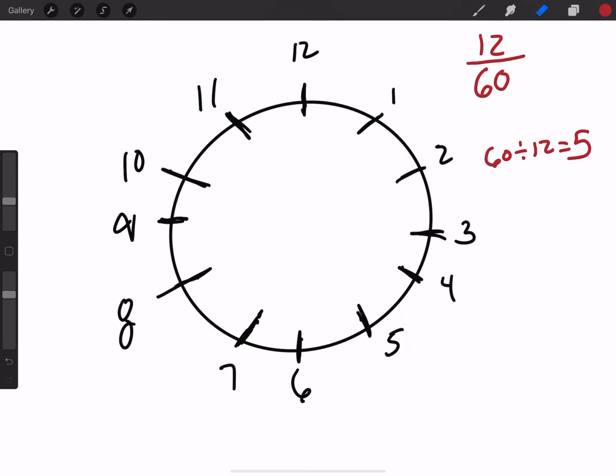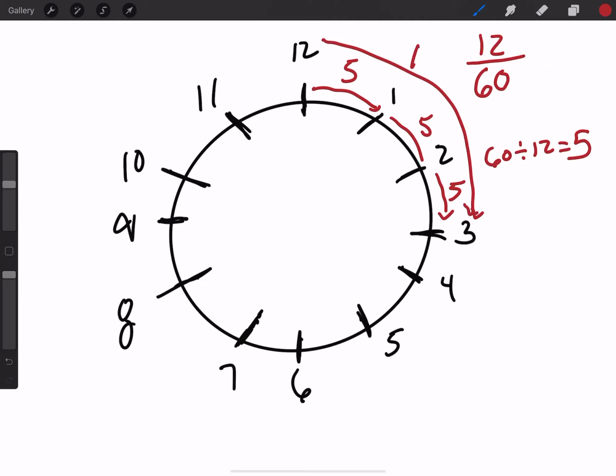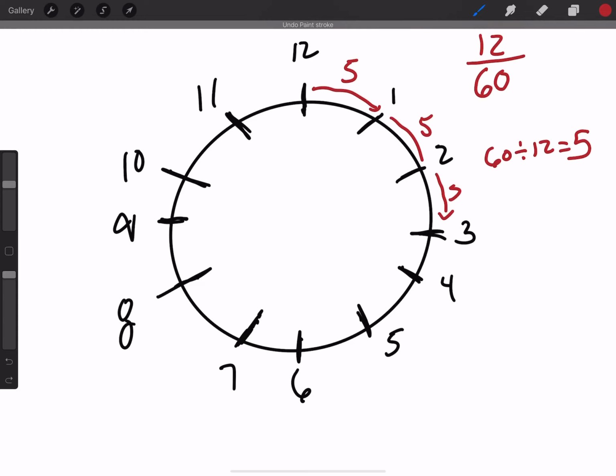So to go from 12 to 1, that's 5 minutes. To go from 1 to 2, that's another 5 minutes. And to go from 2 to 3, that's another 5 minutes. And remember on our last slide, I said that from 12 to 3 is 15 minutes. So you see where some of these numbers are coming in now? Okay, so let me just clean this up a bit.